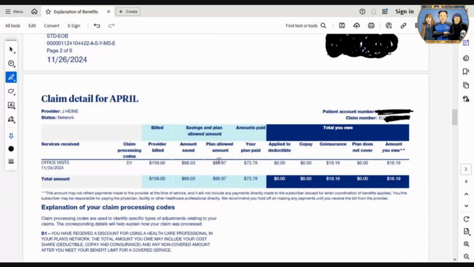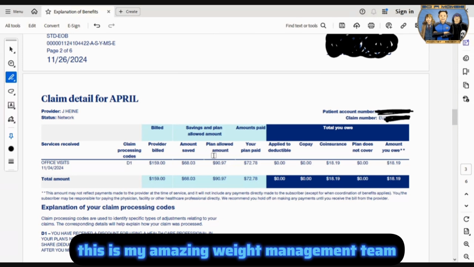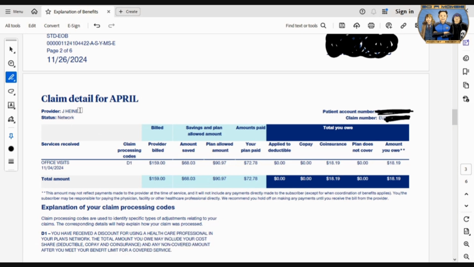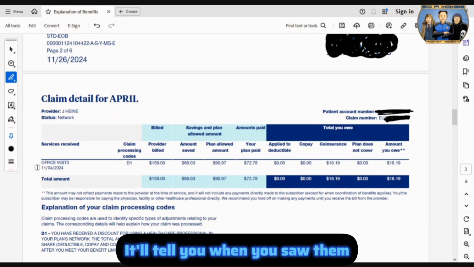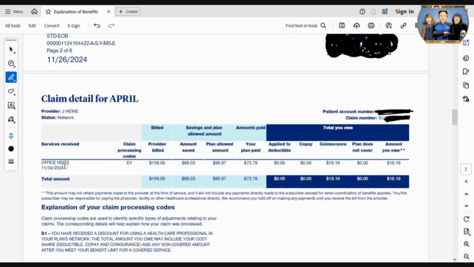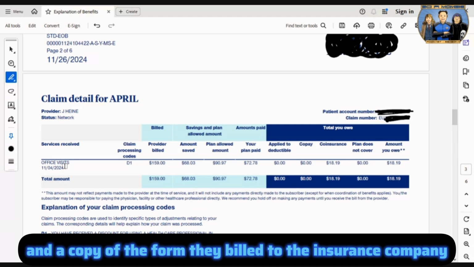So this is my amazing weight management team. They are phenomenal. This is a nurse practitioner, Jamie. She's awesome. So it'll tell you when you saw them. Now, it won't give you the codes. If you want that information, you have to go to your provider and ask for your medical records and a copy of the form they billed to the insurance company.